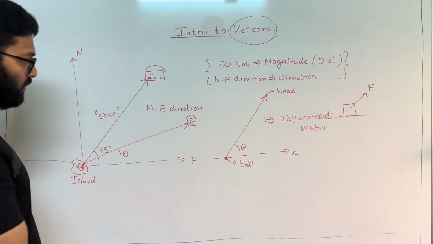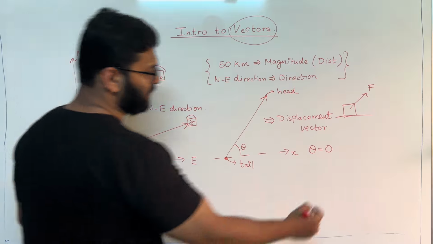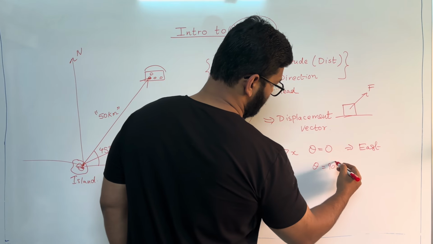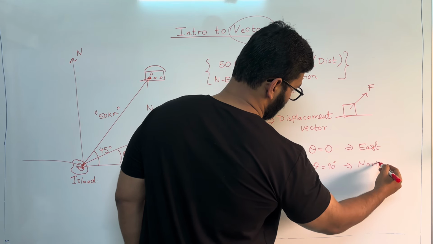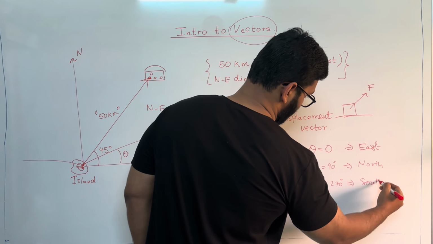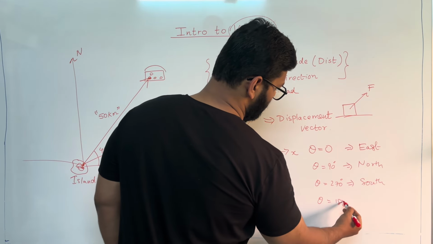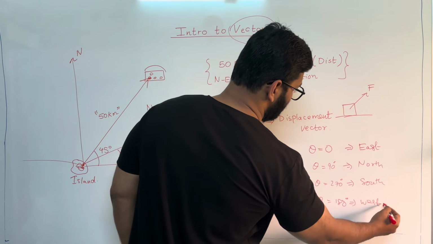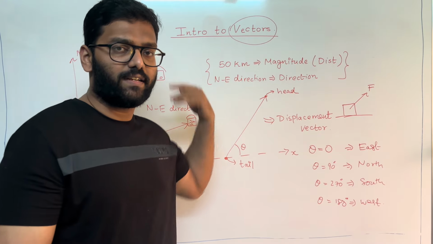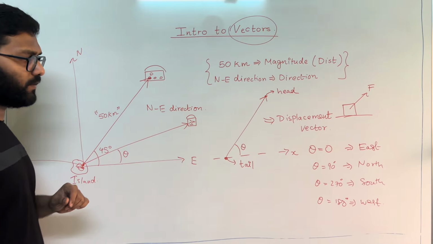So you can see from here, if theta is equal to 0, then what is the direction? The direction is going to be the east direction. If theta is equal to 90 degree, the direction is going to be the north direction. If theta is equal to 270 degree, the direction is going to be the south. And if theta is equal to 180 degree, it is going to be the west direction. So you can map all the directions by the information of angle theta. If I know angle theta, I can map all the directions. So that is what I wanted to tell you in this.